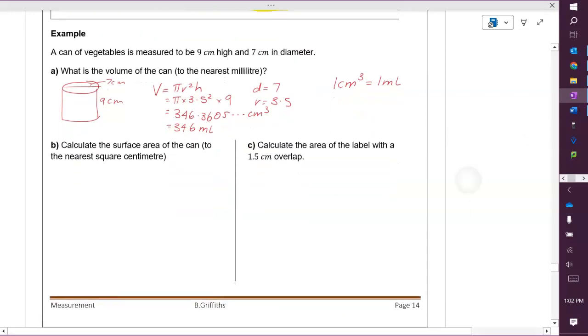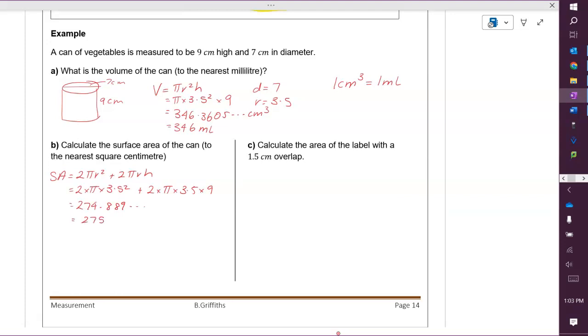So what we then need to do, using the same can, is calculate the surface area. So the surface area, 2 pi r squared plus 2 pi r h. So our two circles and then that curved rectangle, so to speak. So we use our same information, 2 times pi times our radius of 3.5 squared plus 2 times pi times our radius times by our height. We put all of that into our calculator, we get 274.889. And if we round, we get 275 centimetres squared.